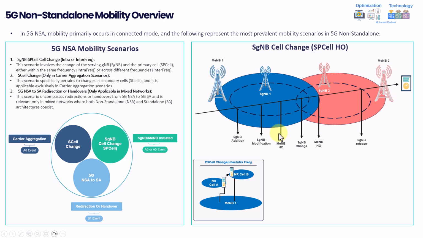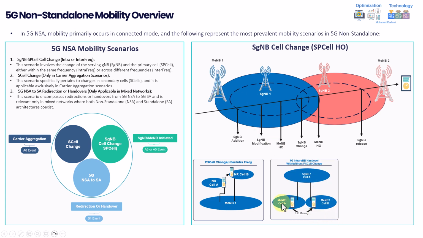So just one important point, this means if you have, for example, some issues on mobility of the 4G network, it will be impacting the 5G, because every time you're doing a 4G handover, you would like to also change or release or add your 5G leg as well. So that's why I'm highlighting here master eNB handover. For example, I have here, assuming that I'm moving from master eNB 1 cell A to cell B.